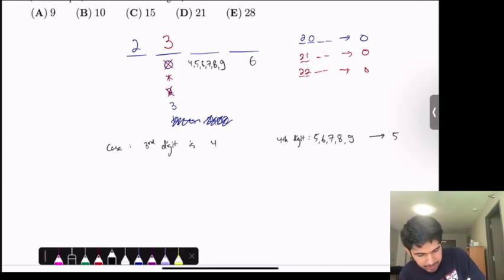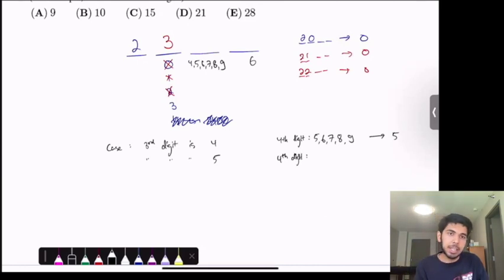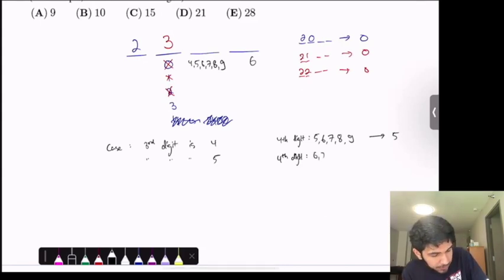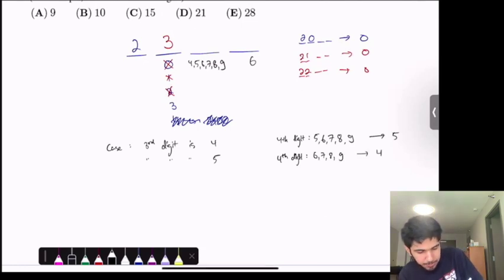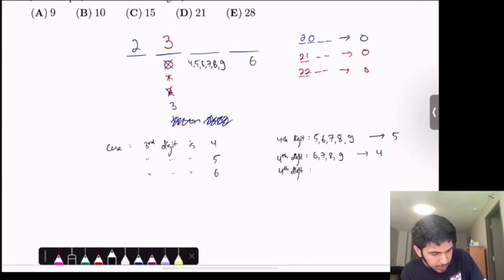Okay, now we'll consider the case where the third digit is 5. The fourth digit can't be 5 again, because that would not be distinct digits. So it could be 6, could be 7, could be 8, could be 9. So there's 4 options here. Do another case here, when the third digit is 6. And then there's 7, 8, 9, so 3 choices.